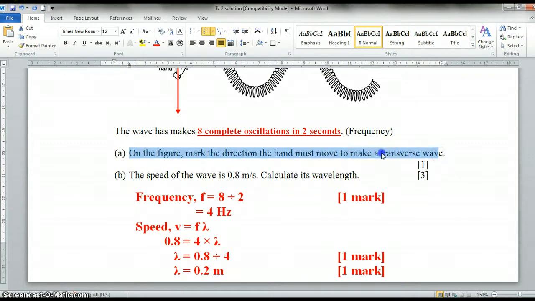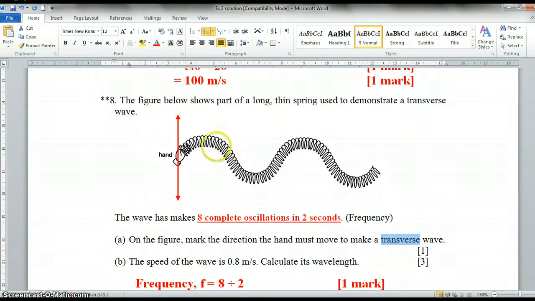make a transverse wave. A transverse wave is defined as a wave that travels in the direction perpendicular to the direction of vibration. So if the wave travels this direction, the vibration must move in the perpendicular direction, which is up and down. This direction is perpendicular to this direction, right? And hence, this arrow is the answer.